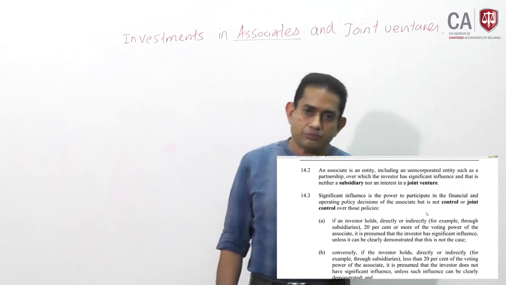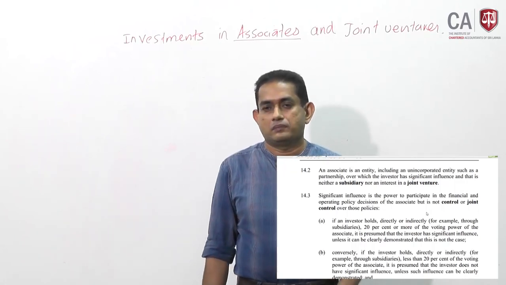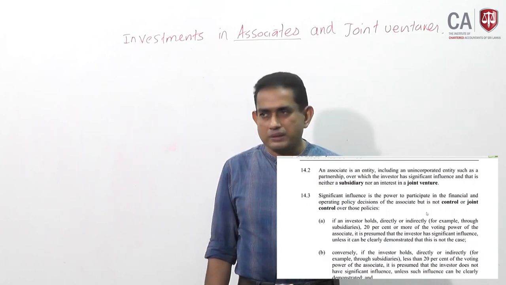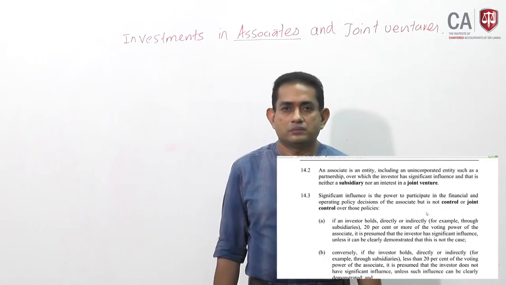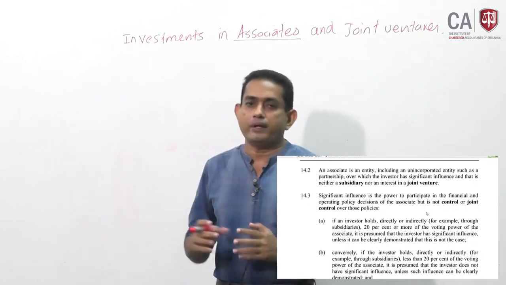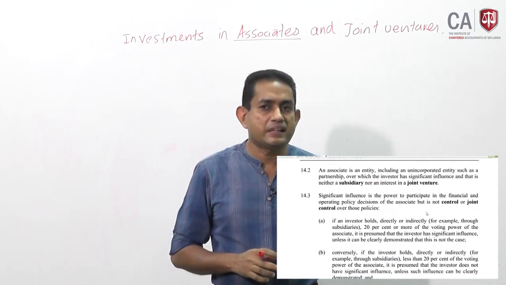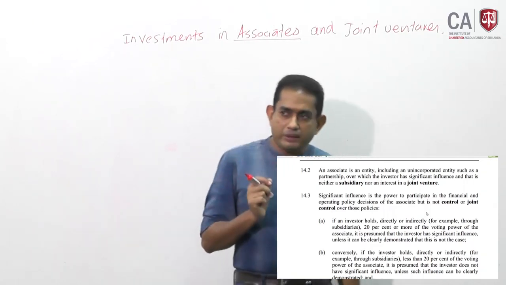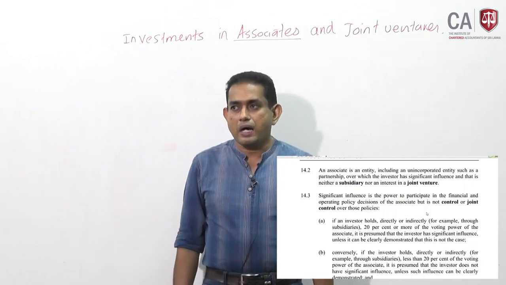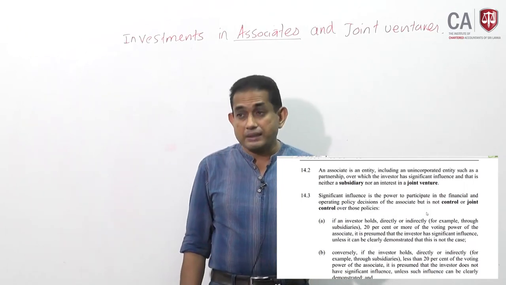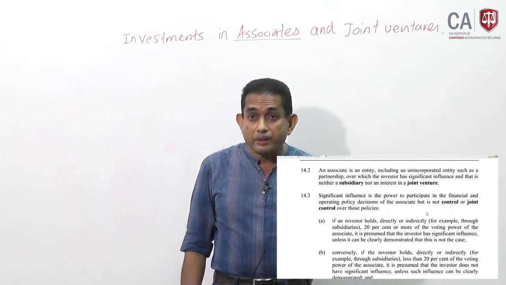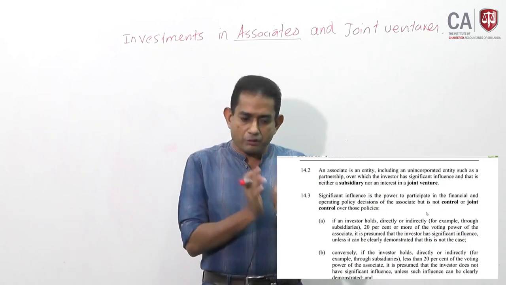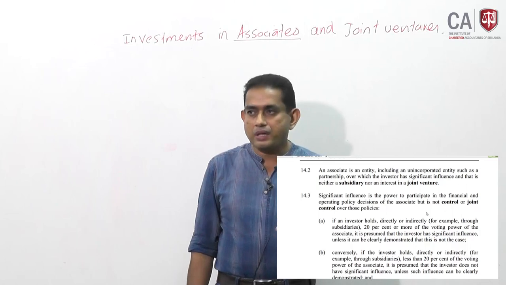In full SLFRS, we have LKS 28, and LKS 28 defines what an associate company is, and the same definitions are given here as well. An associate is an entity where the investor can exercise significant influence, not control. How does LKS 28 define significant influence? It is the ability or the power to participate in the operating and financial policy decision making process. It is not control. The same stuff is here in SLFRS for SME as well.